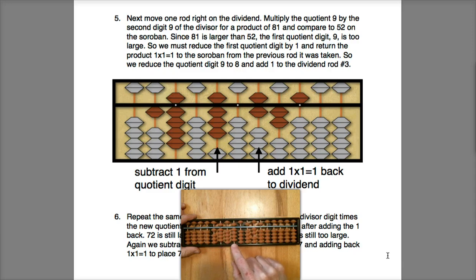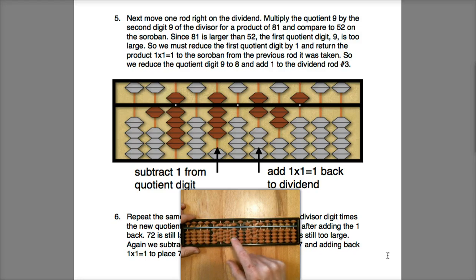Okay, then the next thing I need to do is multiply the second divisor digit 9 times my quotient digit 9. So 9 times 9 is 81, but that's larger than 52. So I'm not going to be able to subtract 81 from 52. So that tells me that my original quotient guess of 9 is too large.